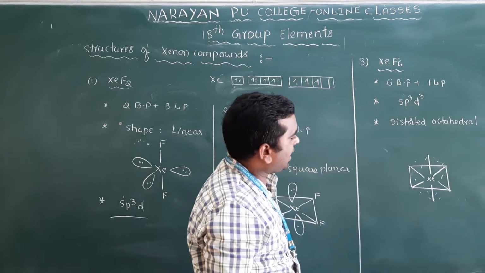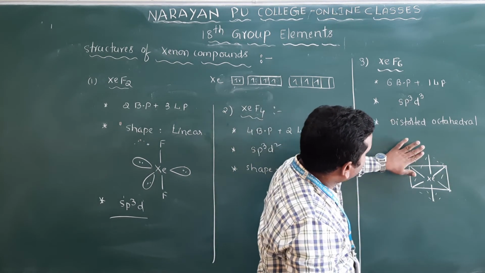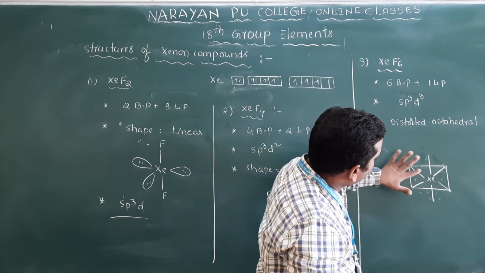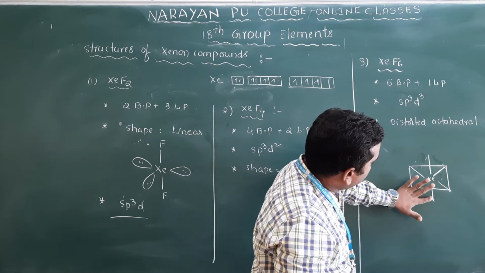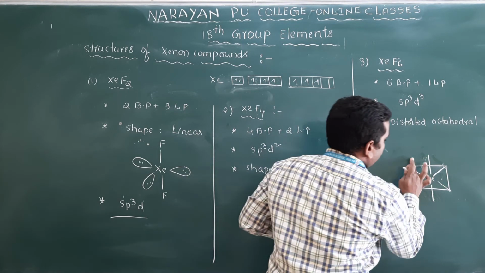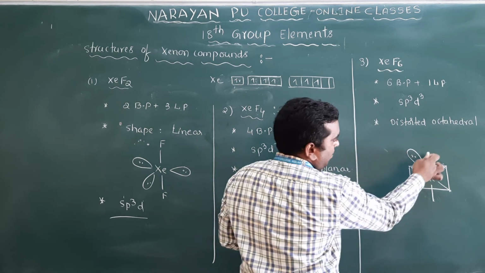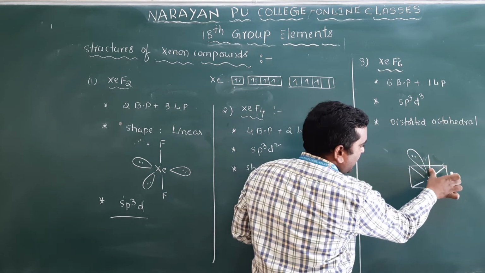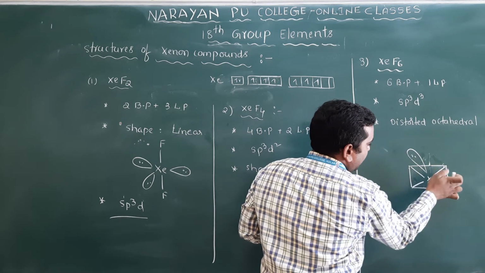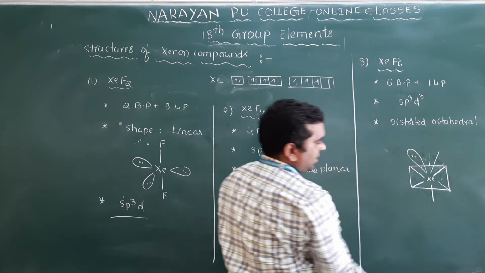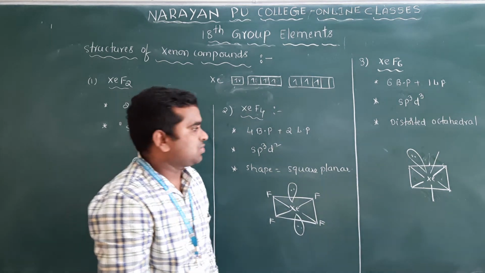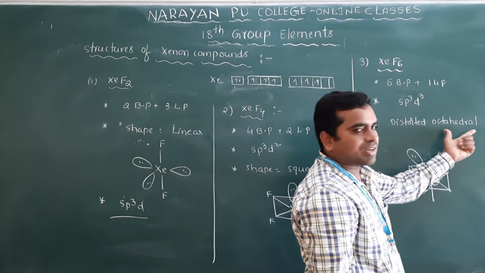But distorted octahedral means, you see here 6 bonds are there. There is one lone pair. The lone pair also has to be introduced in this structure. So one lone pair will come here. Whenever the lone pair comes, bond pair and lone pair repulsions will be there. So this bond is just distorted. That structure we call distorted octahedral.